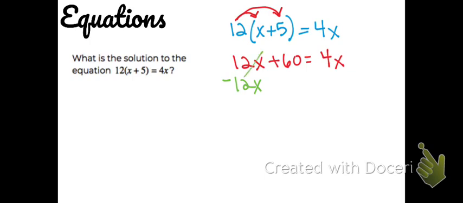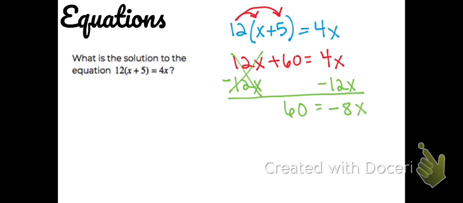Because 12x minus 12x makes that go away on the left side, and I need to subtract 12x on the right side as well. So I'm left with 60 equals negative 8x. I'm doing 4 minus 12. Now I'm going to undo that multiplying by negative 8 by dividing by negative 8. And when you do that, that cancels out and you get x equals negative 7.5.